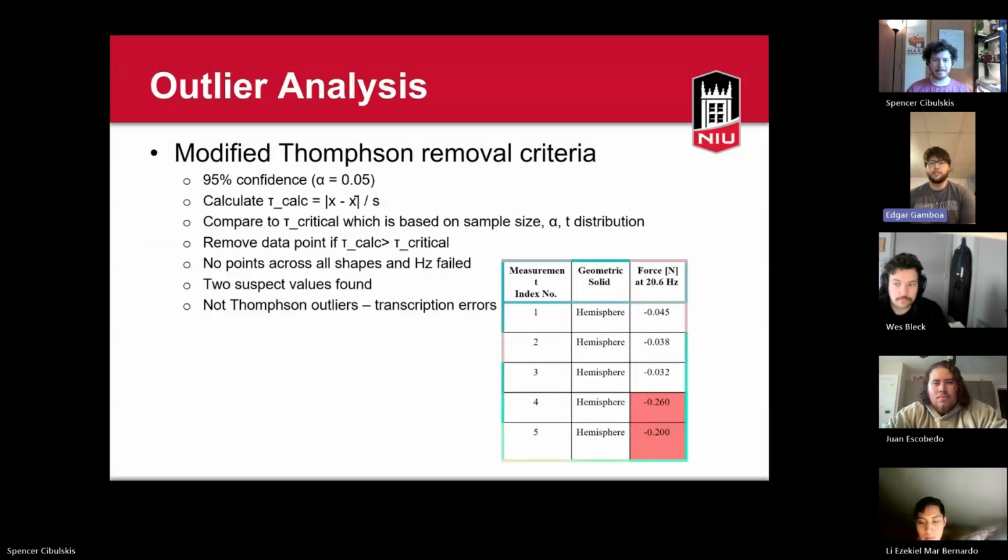For our outlier analysis, we did a similar method to lab 1. We used 95% confidence interval using a MATLAB code. After running the data with our code, we found that none of the points or values failed the 95% interval. However, we did have two values that are suspect and are much higher than all the other values for that force and Hertz level. This could be due to transcription errors, so we think it's best to remove these 2 points out of this data.